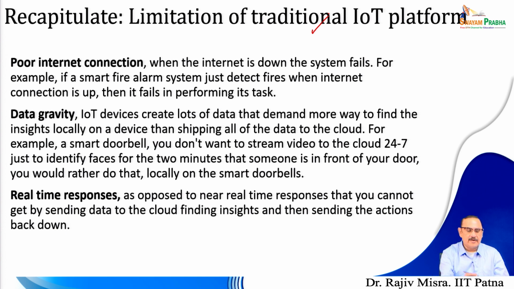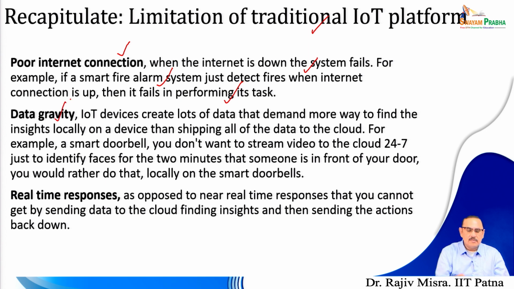These limitations of the traditional IoT platform also show up in certain situations. Let us understand them. One is poor internet connection: if the internet is down, the system fails in that case. For example, a smart fire alarm system having the IoT sensor connected with the cloud will not be able to operate if there is no internet connection, because it is not able to send the data, compute the insights and get the results back.